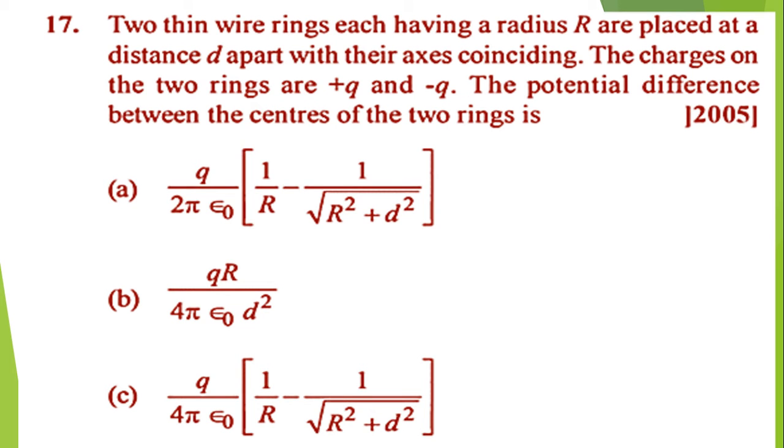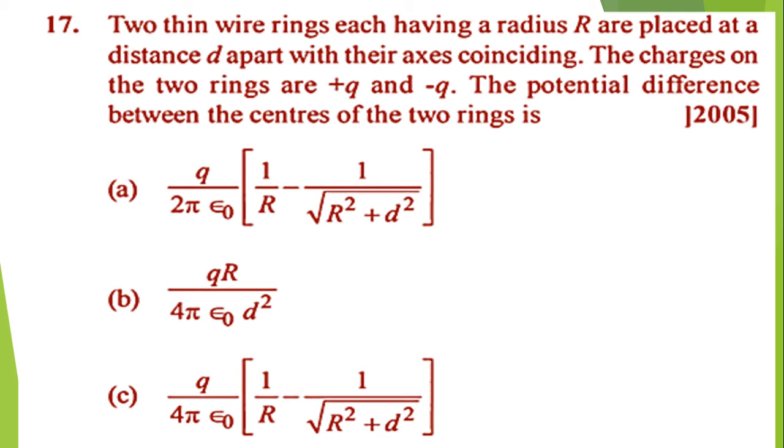Now question 17. Two thin wire rings, each having radius capital R, are placed at a distance D apart with their axes coinciding. That means two wire rings having the same radius are placed at a distance D, and the axes of the two rings coincide, as given in the question. The charges on the two rings are plus Q and minus Q.